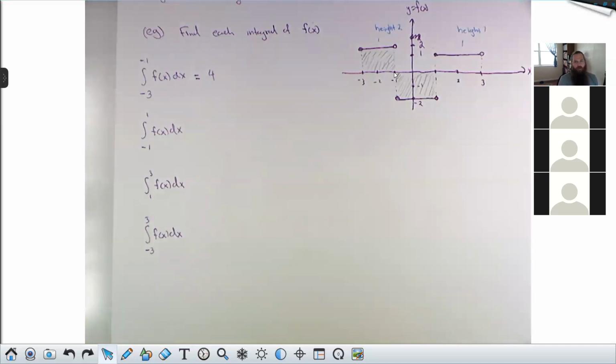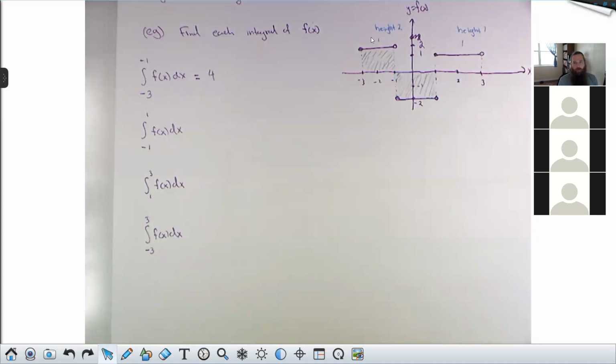Good. Now from -1 to 1, that's my second integral here. I want to integrate f of x from -1 to 1. That means I'm only interested in the area bounded by this function between -1 and +1 on the x-axis. So I'm looking at this interval here. This is the interval from -1 to 1. The area here is this region.